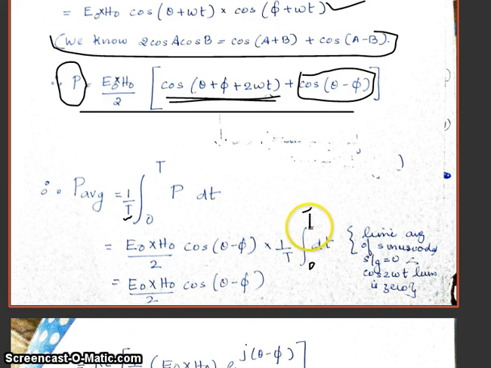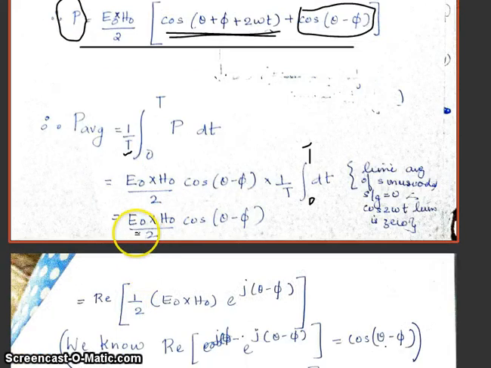So when you integrate this term, you will get T, then this T and T get cancelled. Finally we will get E naught cross h naught by 2 into cos of theta minus phi.